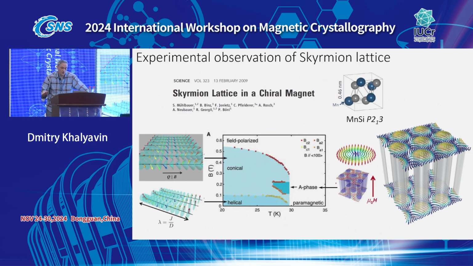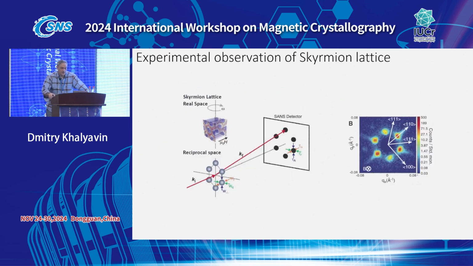So these are two-dimensional objects, they create a two-dimensional lattice, and then along the third dimension they propagate without any changes, creating what are called skyrmion tubes. The discovery was done using small angle neutron scattering. So they observed that six-spot pattern. Perhaps I'll come back later and explain why it is evidence of the skyrmion lattice.